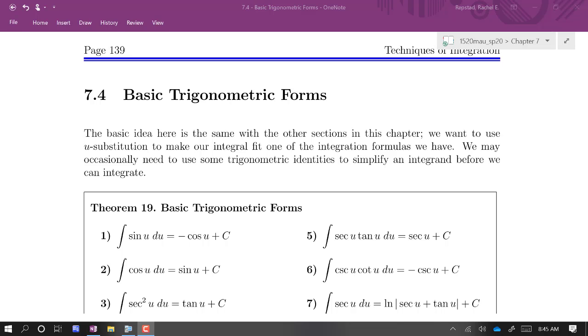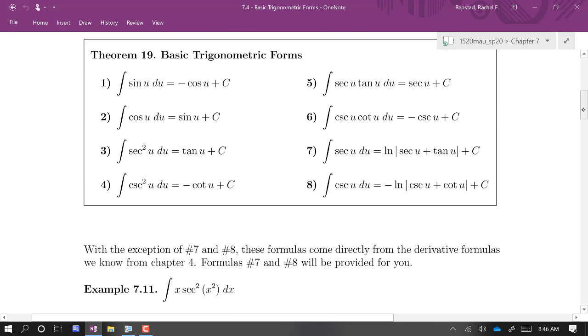All right, in this section we're going to look at basic trigonometric forms. The idea here is the same as in the other sections that we've already looked at. We want to use a u substitution if needed to make our integral fit one of the integration formulas we have. So we have a bunch of these basic trig forms, and they all come from, with the exception of these last two, formulas 1 through 6, come from the derivative formulas we already know.